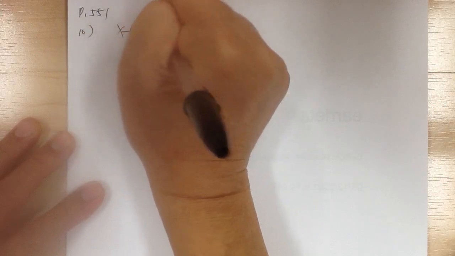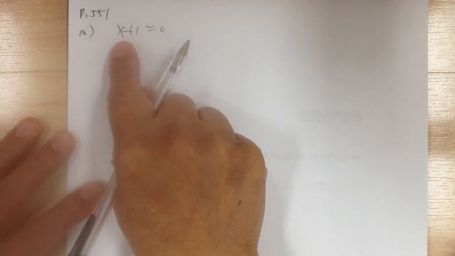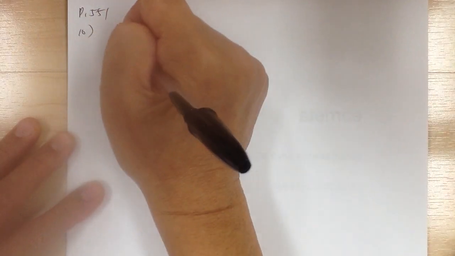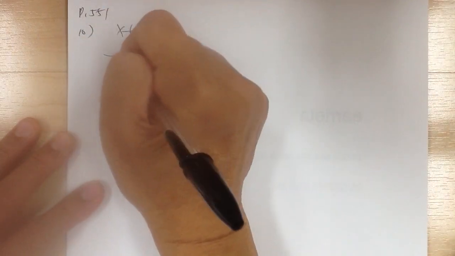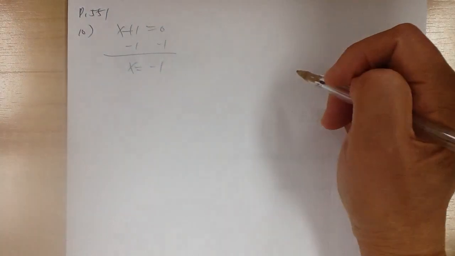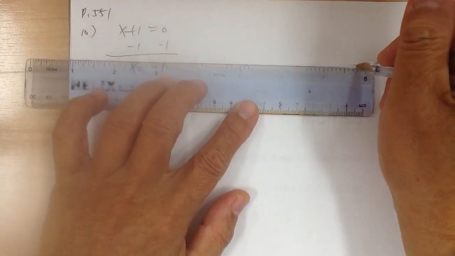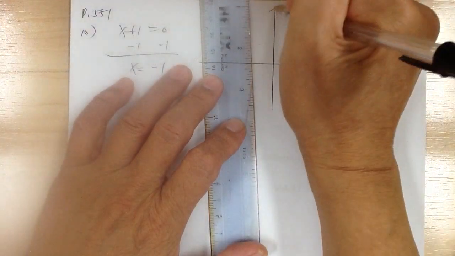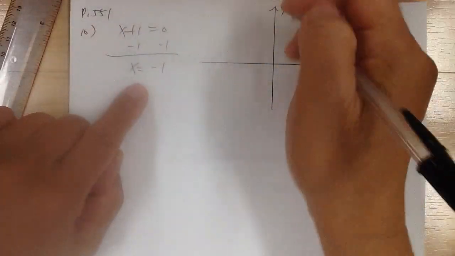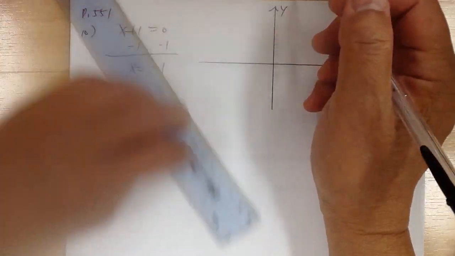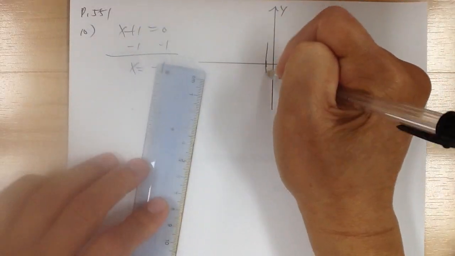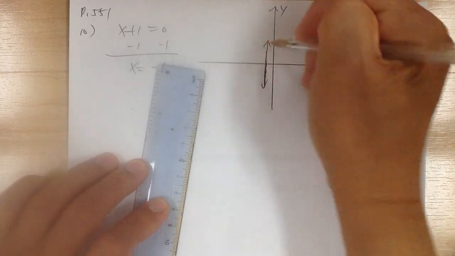Okay, the next one, number 10, you have x plus 1 equal to 0. Now this has only one variable. When you have only one variable in one equation, you can solve. So you can just minus 1 on both sides. So you get x equal to -1. So again, you can just graph that already. So x equal to -1. And so right over here, that's going to be the graph.